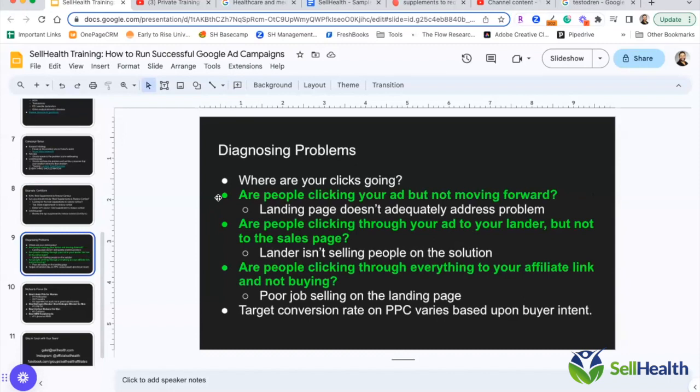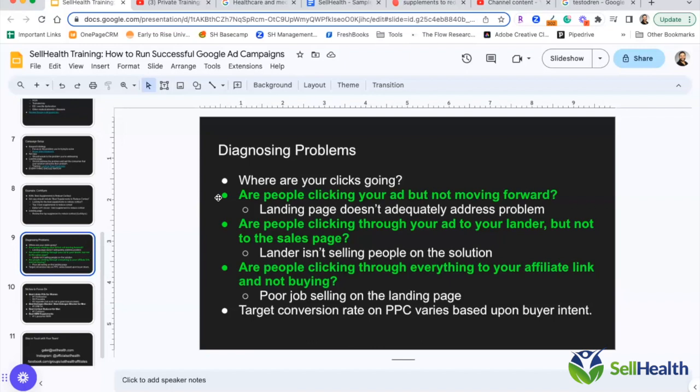Diagnosing problems. So in any campaign that you run, there's going to be problems that occur, right? You're going to not convert. You're going to have issues where you're buying clicks, people are clicking the ad and they're not closing, right? So here are some different things to start to think about and some ways to look at problems that may arise when it comes to pay-per-click.